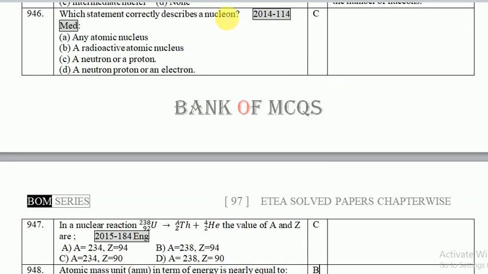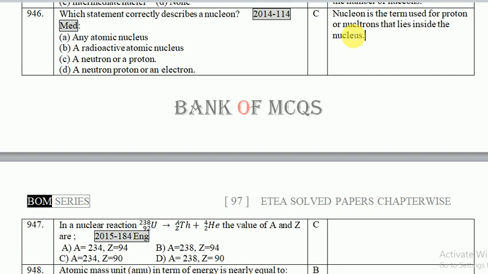Which statement correctly describes the nucleus? Any atomic nucleus, radioactive atomic nucleus, neutrons and protons, electron. So we know that nucleon is the term used for protons or neutrons that lie inside the nucleus. So we know that the nucleus contains neutrons and protons, and for those neutrons and protons we call them nucleons.